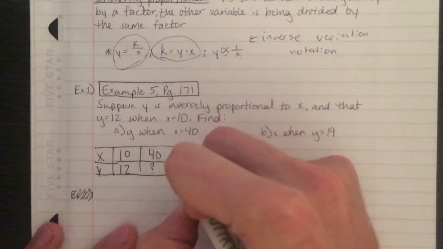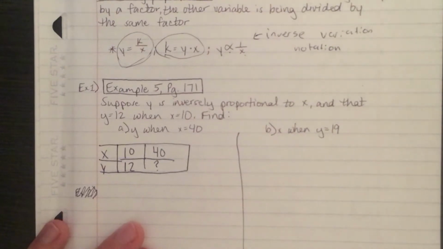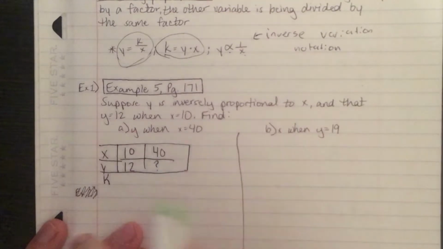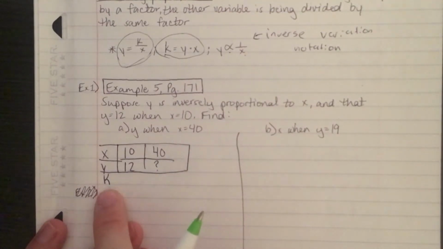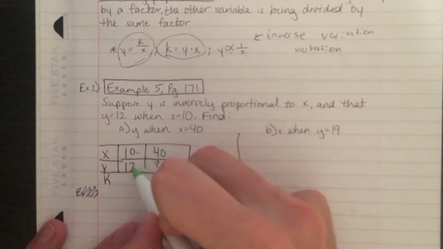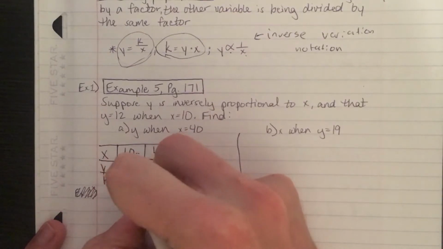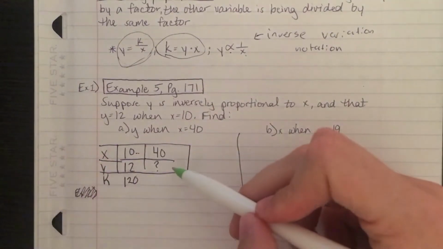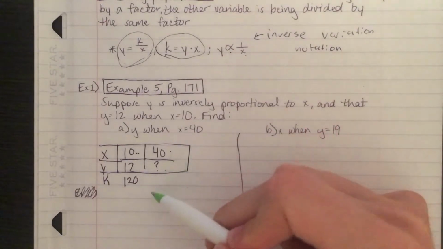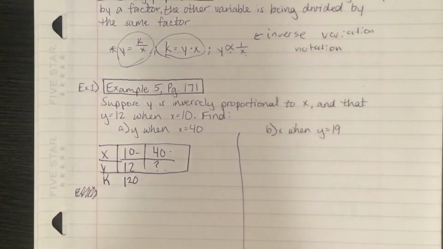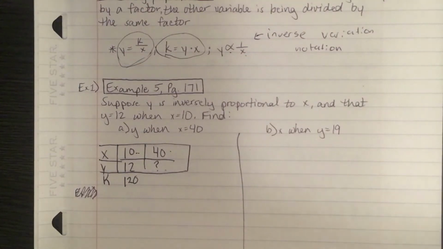Now, there's a couple of options here that we can do. So the first thing that we could do, I'm partial to making a k column here, and with inverse variation, the k column, remember, k is equal to y times x. So we're going to say, okay, well, 10 times 12 is going to give me 120. And then from there, all you have to say is, okay, well, 40 times what is going to give me 120. It's the same type of thing here.